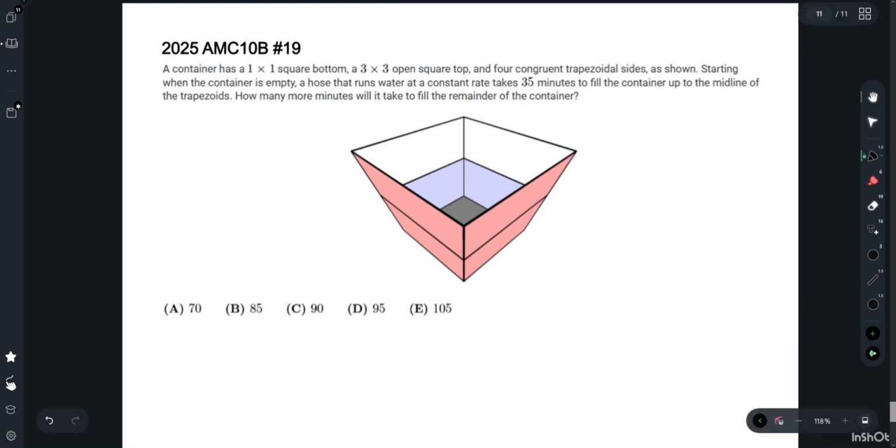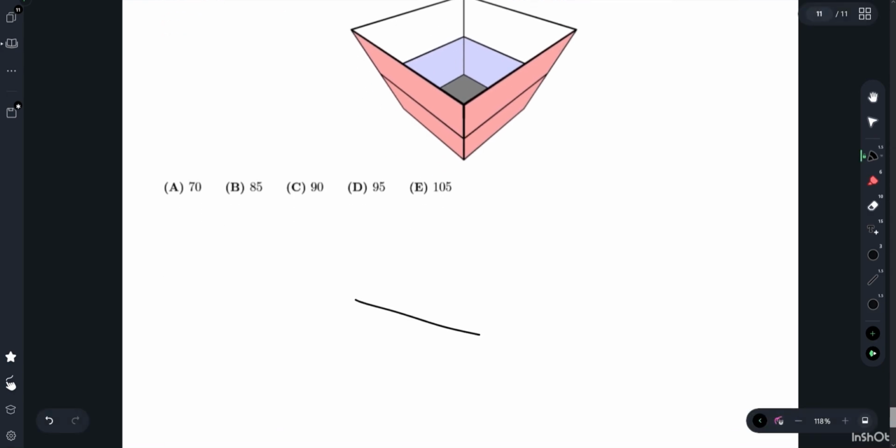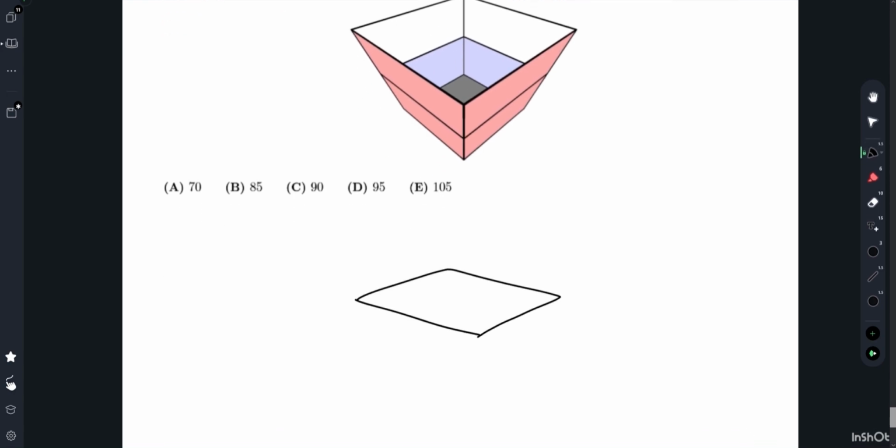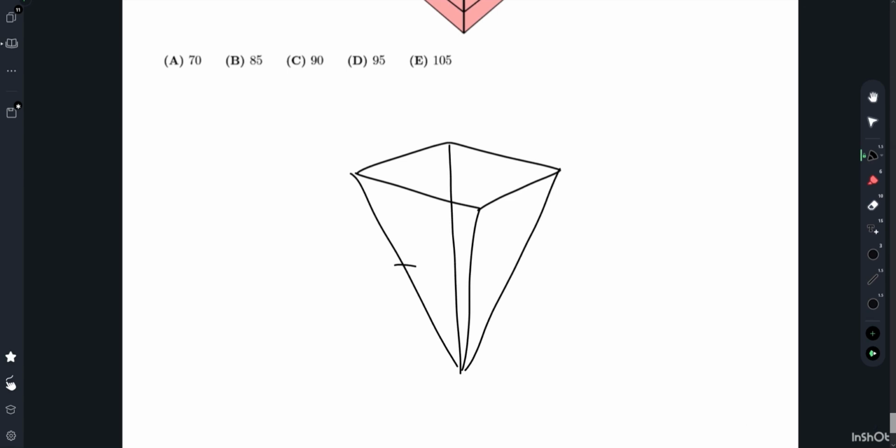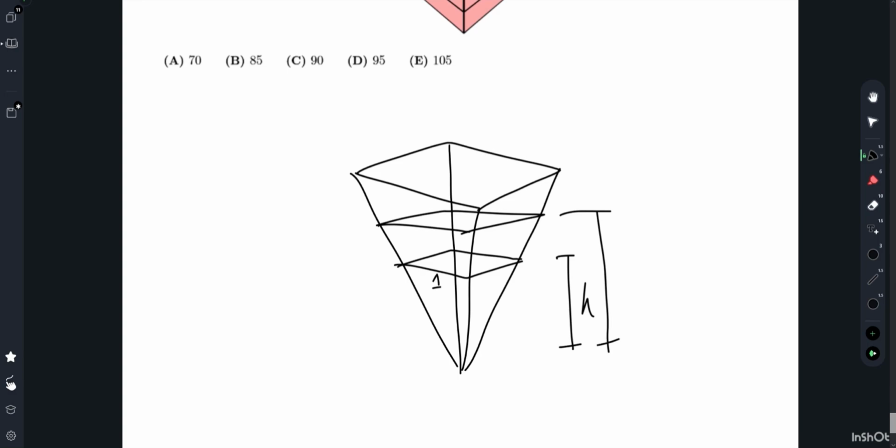Basically, what we can do is take this trapezoid and extend it to form a pyramid. Now, by some area ratios, we know that since the base of this is 1, this is going to be h. This is a bad diagram. This is going to be 2h, and this is going to equal 3h.